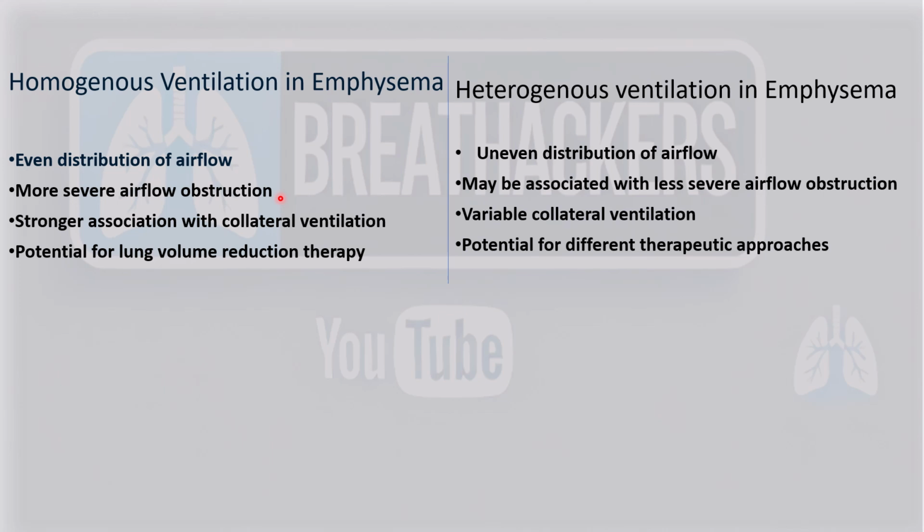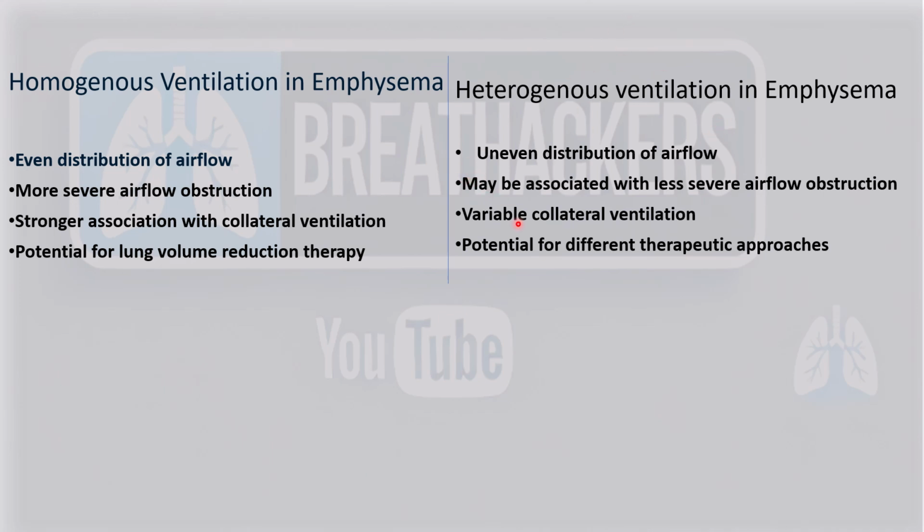Now, coming to homogeneous versus heterogeneous ventilation in emphysema. Homogeneous ventilation means even distribution of airflow. Basically, the lung tissue experiences a similar level of ventilation across different regions. There is more severe airflow obstruction. So these patients with homogeneous emphysema tend to have a significant reduction in airflow. Then they have a strong association with collateral ventilation and the potential for lung volume reduction therapy. So basically, they will benefit more with the lung volume reduction procedures.